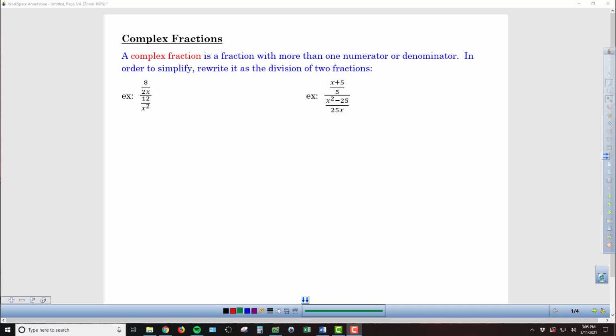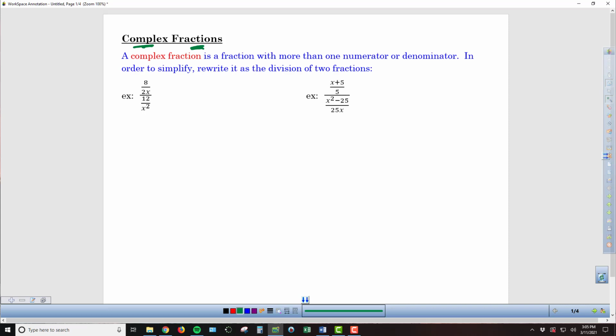Complex fraction has an unfortunate name. First of all, it has the word complex in it. Second, everyone hates fractions. But what it really means is it's a fraction that has more than one numerator and/or denominator. And so you can see that present in the two examples in front of us.